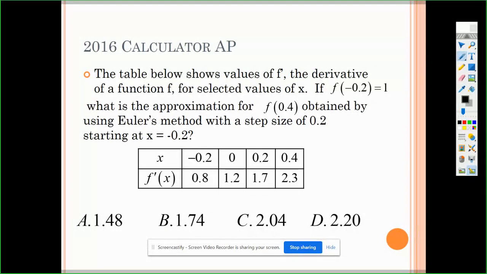And we are doing smaller steps here. Now, you will definitely want a calculator for this. You can see it says calculator allowed. Our step size is only 0.2. So it's going to take a few steps to get there.